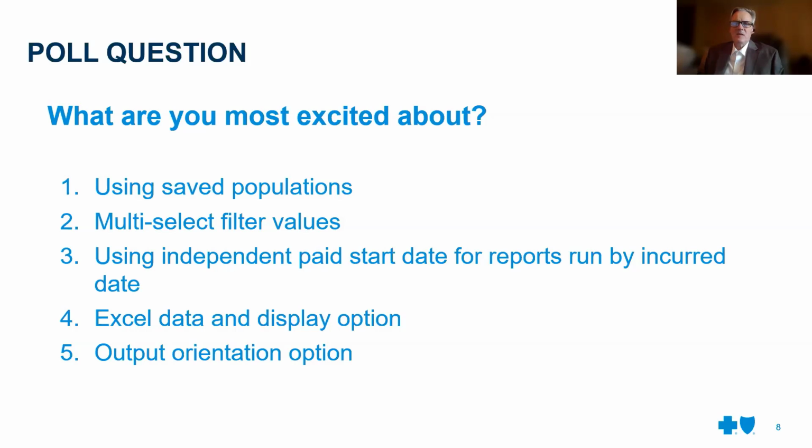All right, so let's see how you did. Fairly balanced output. The leader at 41% was Excel data and display option. Kind of tied there at second is using saved populations and that multi-select filter value using the control key, and then using the independent start dates. So, all right, thank you very much for doing that.